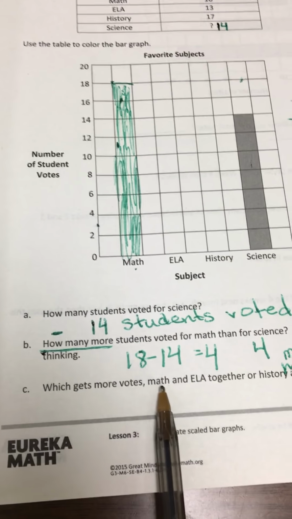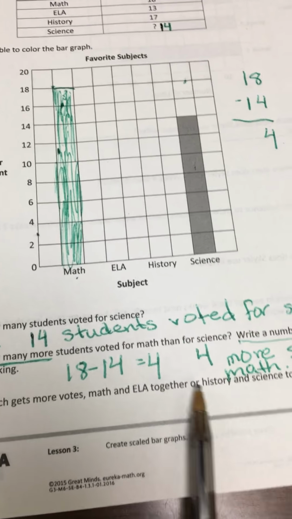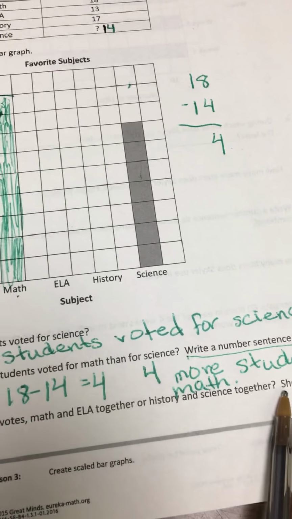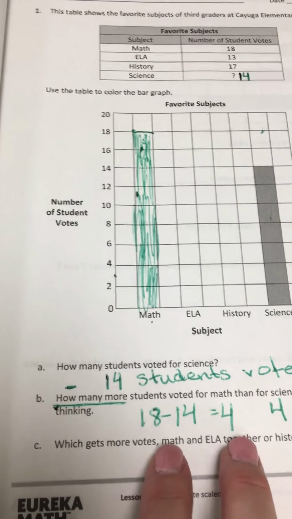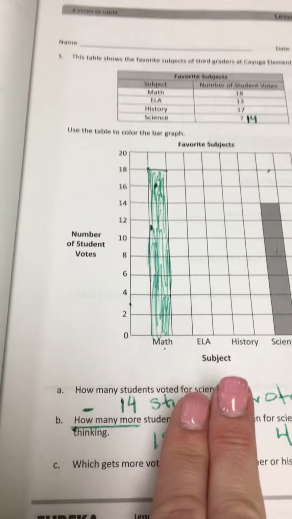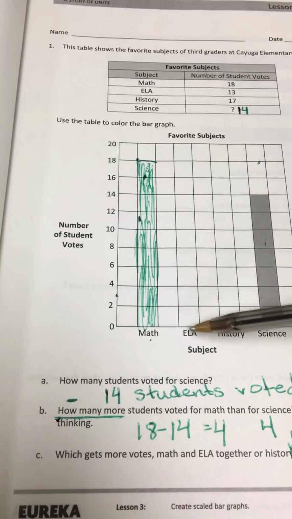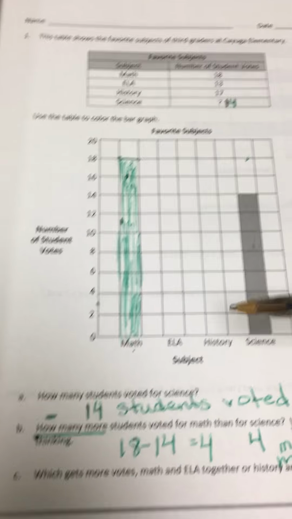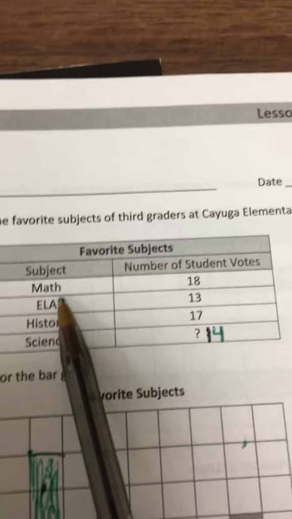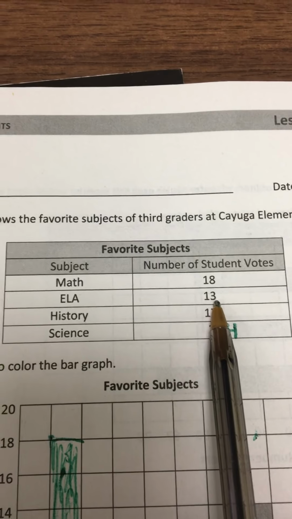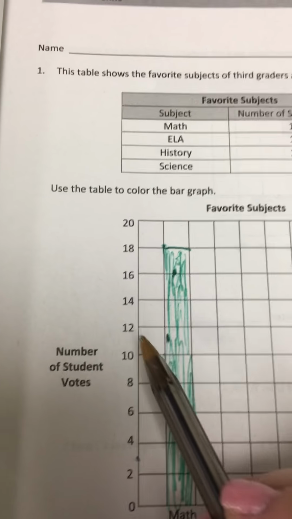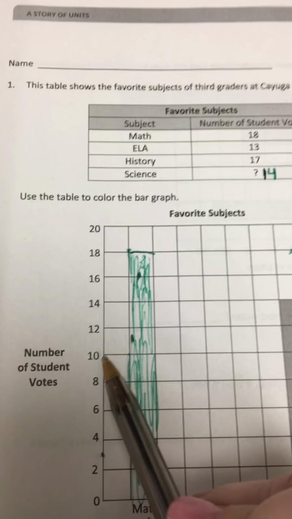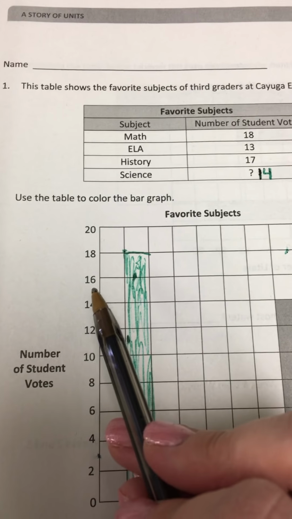Which gets more votes, math and ELA together or history and science together? That means math and ELA together. That means I have to put math and ELA together. If you're putting something together, you need to add, but first I need to fill in ELA and I need to fill in history. So let me go back up to my chart. ELA, 13 people. So I'm going to go over here. Now, there is no 13 on here for me to fill in for ELA, so you have to figure out where. That's why I said look always at what it's counting by.